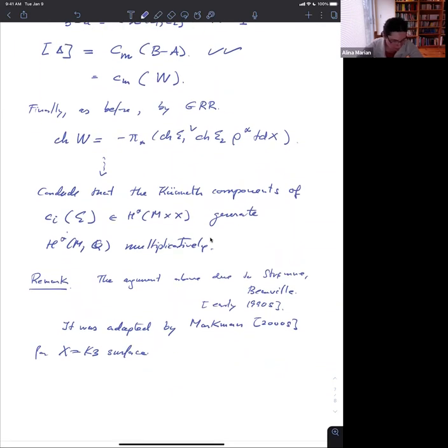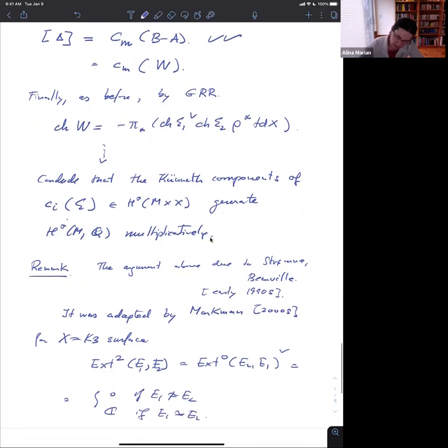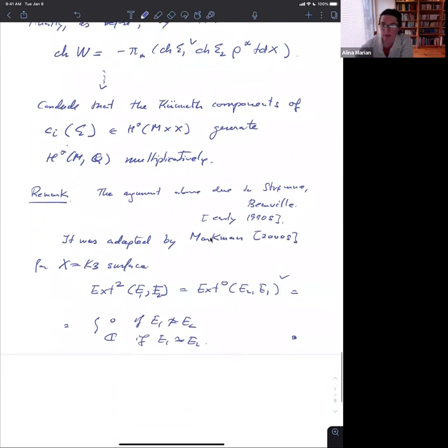Okay. Yeah, so there, of course, you don't have this vanishing of x2. So E1, E2, well, this is the case of a K3 surface. The canonical bundle is trivial. So this is then zero if E1 is not isomorphic to E2, but of course it's C if E1 is isomorphic to E2, okay? But in any case, it's a small variation and one can deal with it. So the argument is just an adaptation of Strømme's argument, let's say, Bovill's argument.